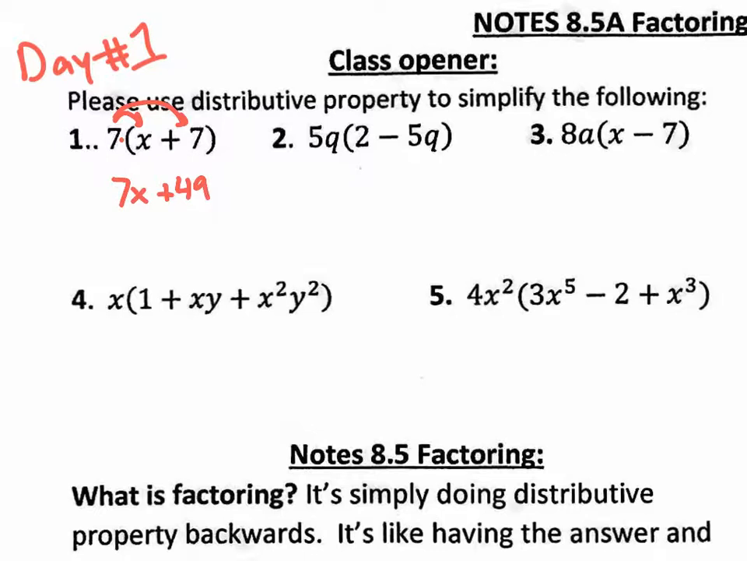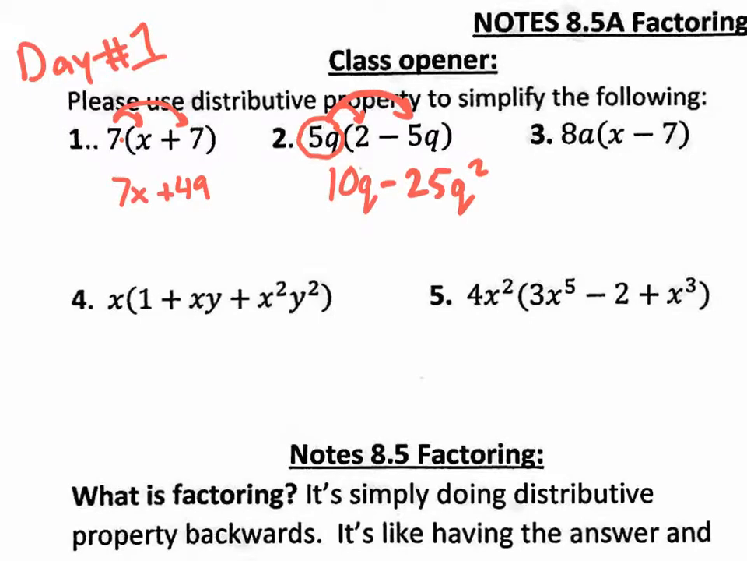Okay. How about number 2? What do I do? Distribute the 5q. 5q times 2 is what? 10q. Minus 10q. 5q times negative 5q, that's negative 25q squared.